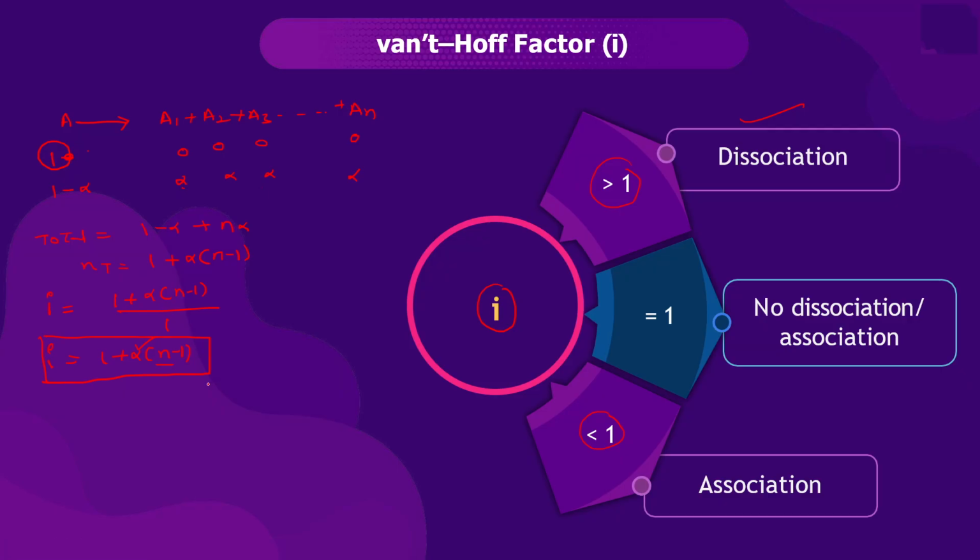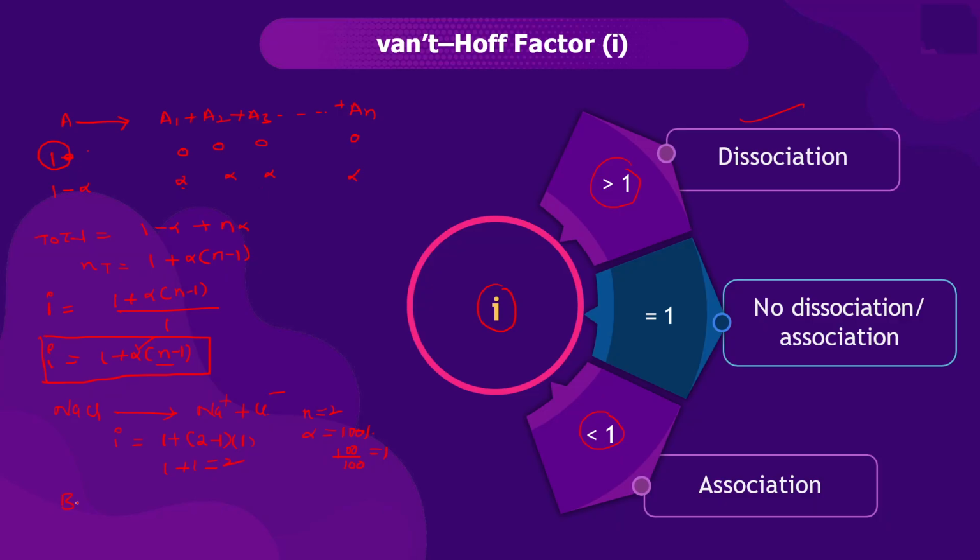For example, I am taking NaCl. NaCl will dissociate and it will produce Na+ and Cl-. What is i value here? The number of ions is 2, so n value is 2. Let's say it is an ionic compound, so alpha is equal to 100%, meaning 100 upon 100, that is alpha value is equal to 1. i is equal to 1 plus (n minus 1) into alpha, that is 2 minus 1 into alpha 1. So 1 plus 1 is equal to 2. i value is 2 in case of dissociation.